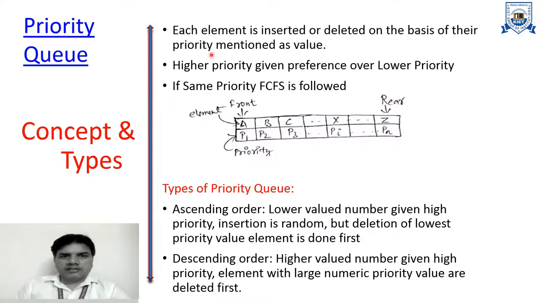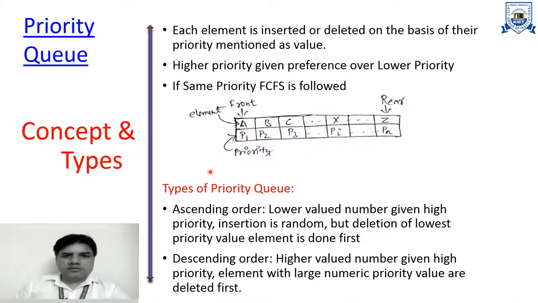So that we call it priority. Every element is associated with a number which indicates the priority of that element, on which order this element should be deleted from the queue. So higher priority is given preference over the lower priority. Okay, and if there is same priority, in that case first come first serve order is used to apply the deletion process.